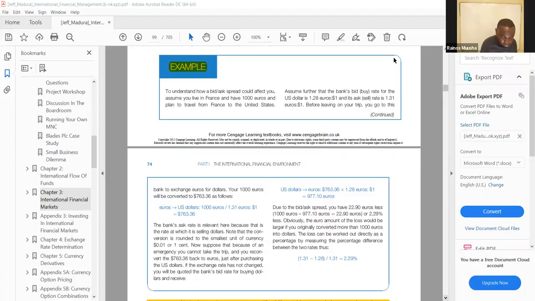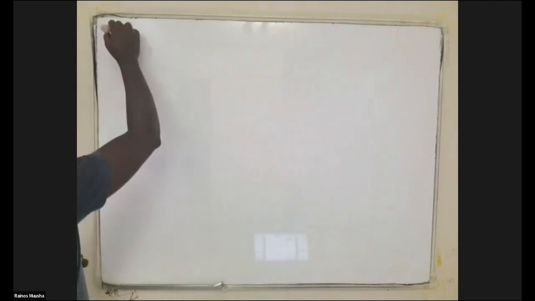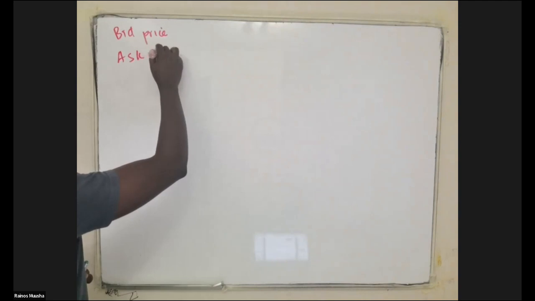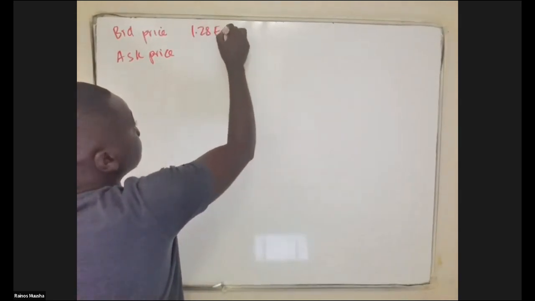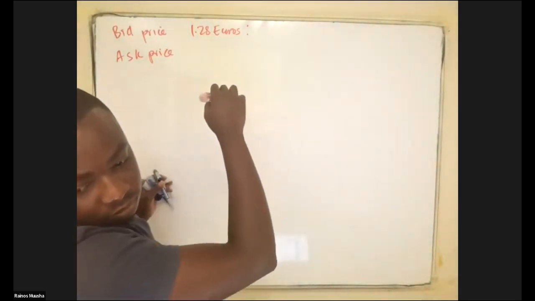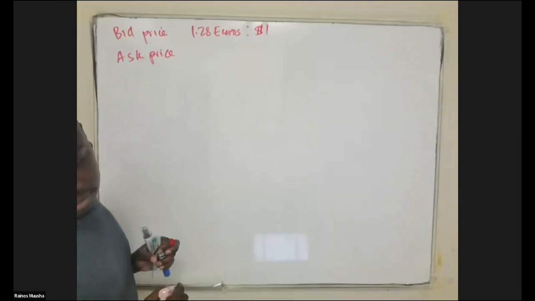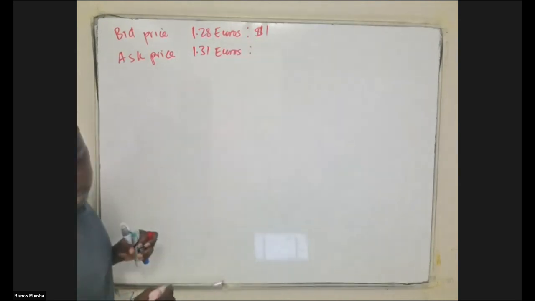So we are given the bid price and the ask price for the foreign currency, right? The bid price is given as 1.28 euros is equal to $1. And the ask price is 1.31 euros is equal to $1.